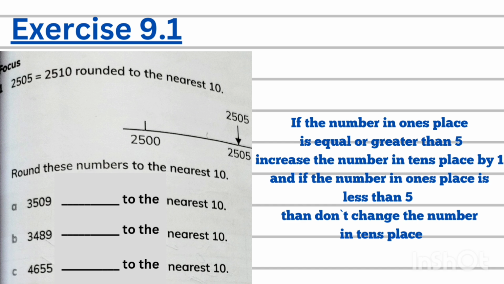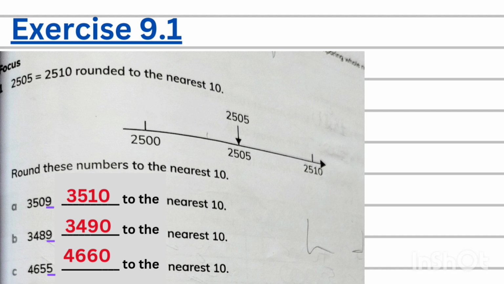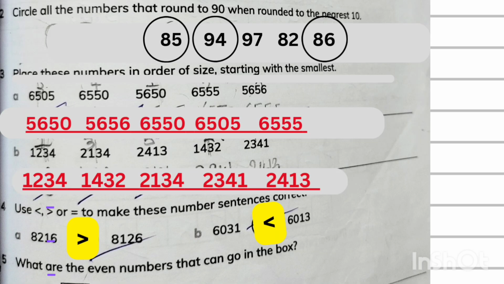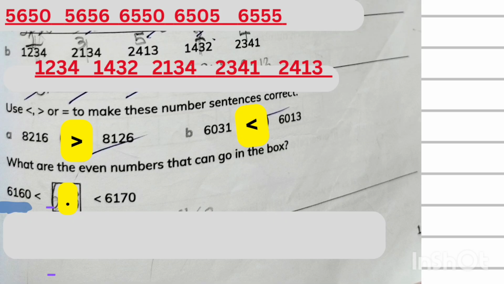So if the number in the ones place is equal to or greater than 5, increase the number in the tens place, or if the number is less than 5, do not change the number. Question 2, question 3 and question 4 are similar to our previous work, so I'm not explaining those questions. You can just match your answers.